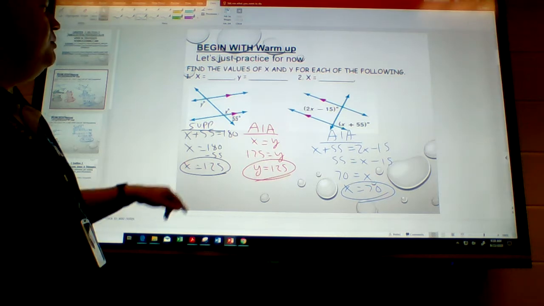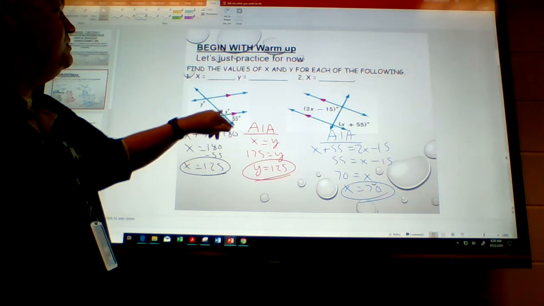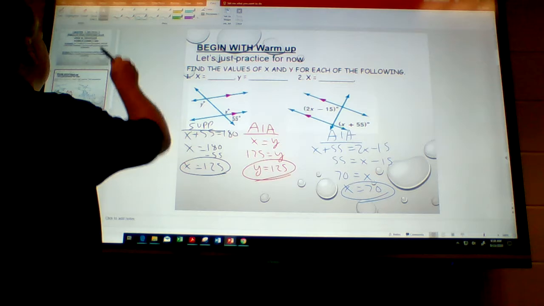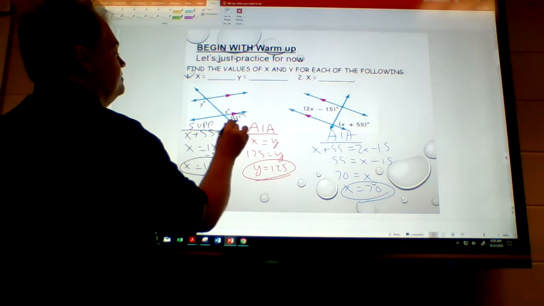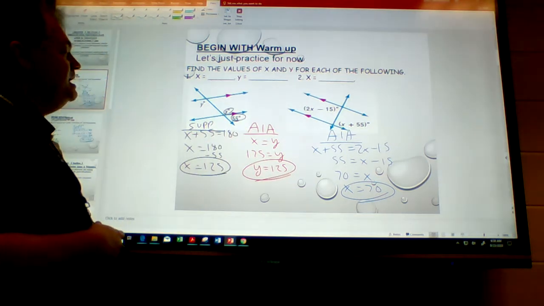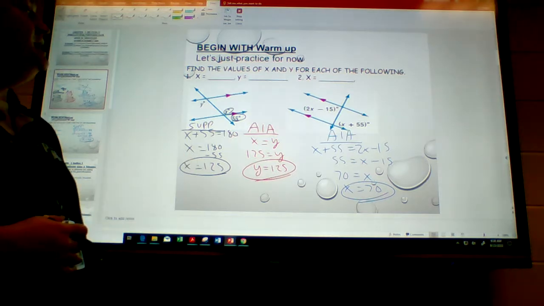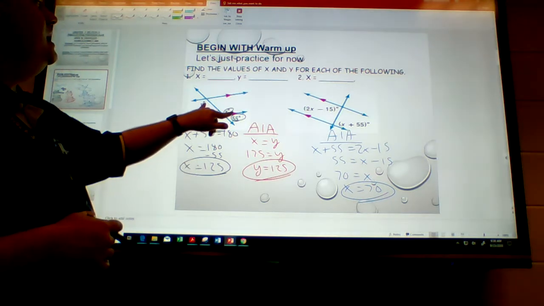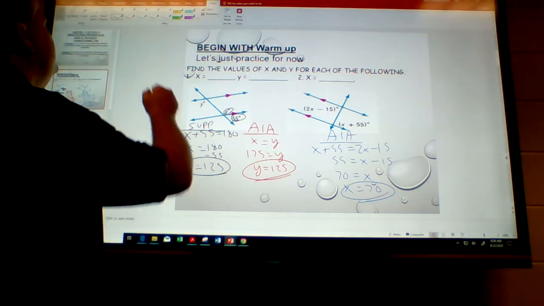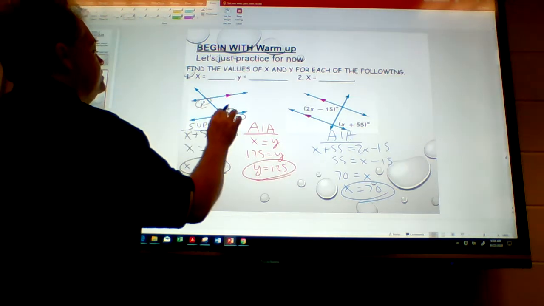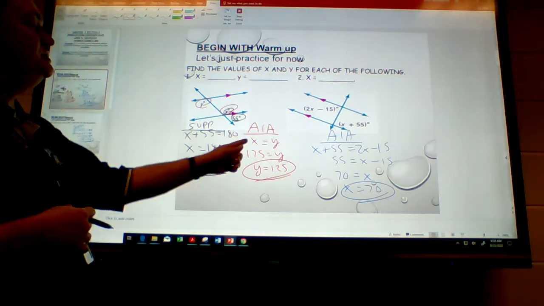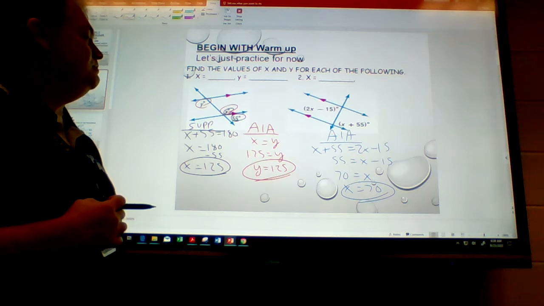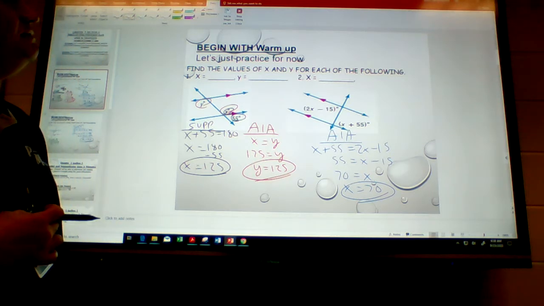I want you to look at x and 55. If you look, they're right next to one another, therefore they are supplementary. So they're supplementary. We get x plus 55 equals 180, which means that x is 125. And also note that x and y are alternate interior angles. So now that we know that x is 125, we just set it equal to y, which makes y 125.